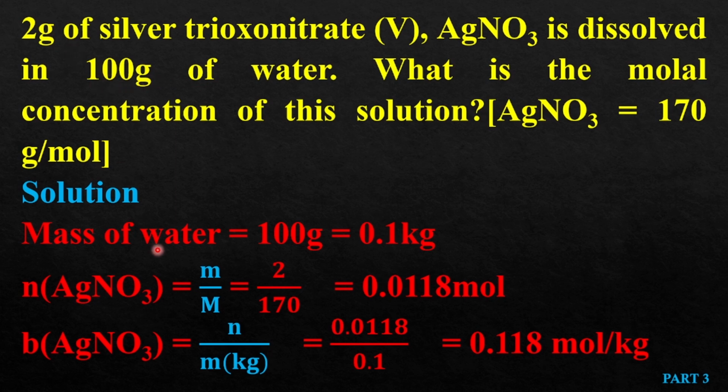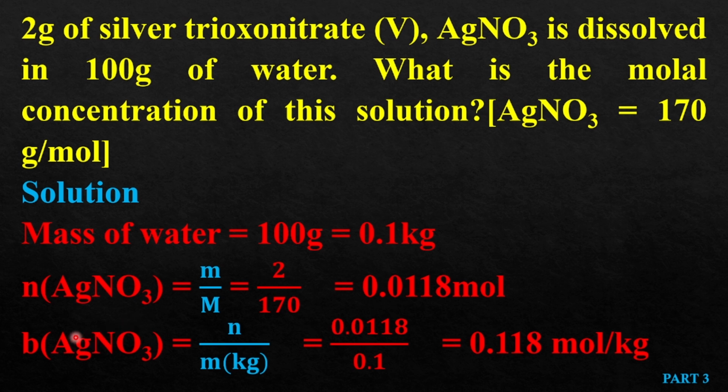Now looking at the formula, it is B is equal to n over mass in kg. Now from here, we don't know the moles, that is small n. So what do we do? Using the formula n is equal to mass over molar mass, we can get our mole. So we have the mass, which is 2 grams, which is in the question. Then the molar mass, which is also given over here, that is 170. So it is 2 over 170, which is equal to 0.0118 mole. Take note of that.